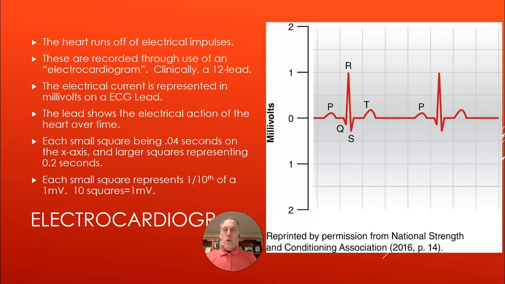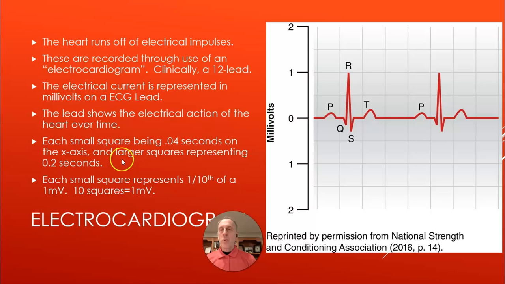Now, underlying all this, while you have the heart, as we talked about through the SA node, it's all run by electrical impulse, and the SA node is your pacemaker. And the entire system, whether it's the SA node, the atrioventricular node, or the bundle of His and the Purkinje fibers, they all run off of electrical impulses.